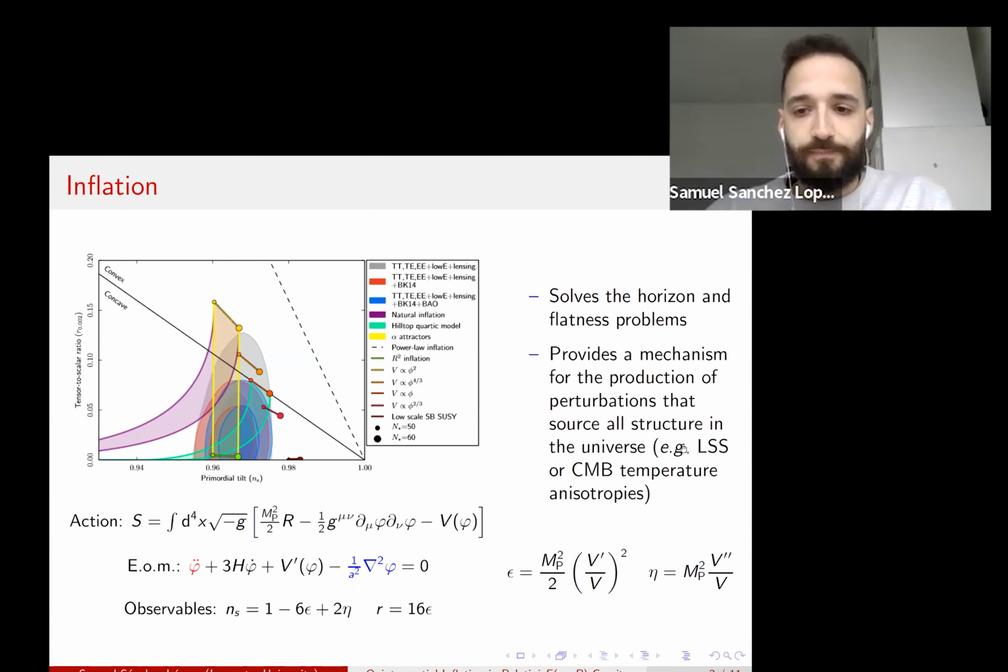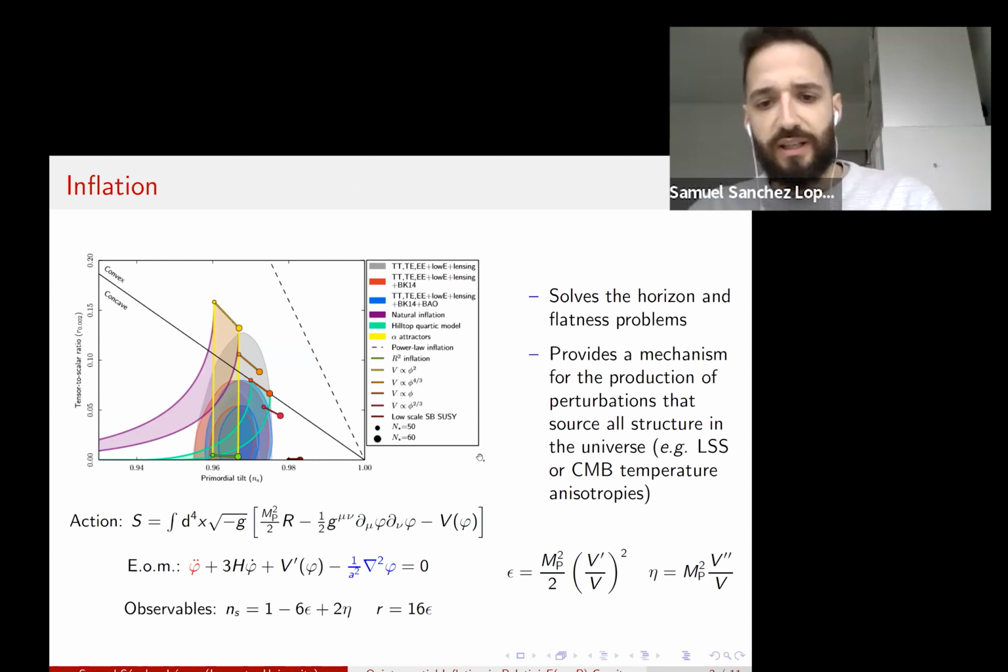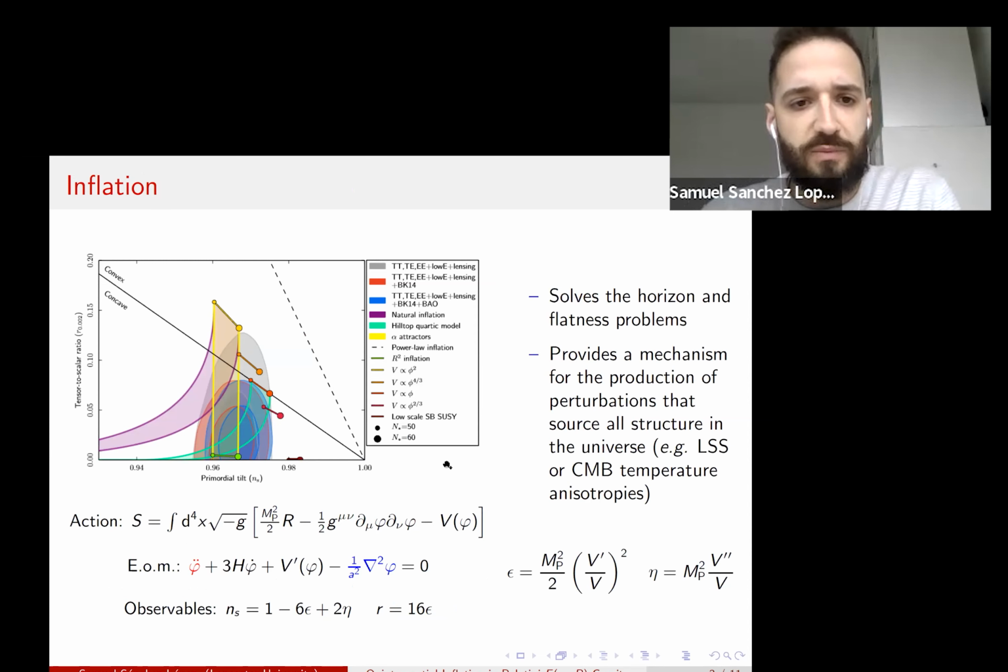So what is inflation? Inflation was proposed in the 80s to solve the horizon and flatness problems. But its huge success lies in the fact that it provides a mechanism for the generation of primordial perturbations that source basically all structure in the universe. So, for example, the temperature anisotropies in the CMB.